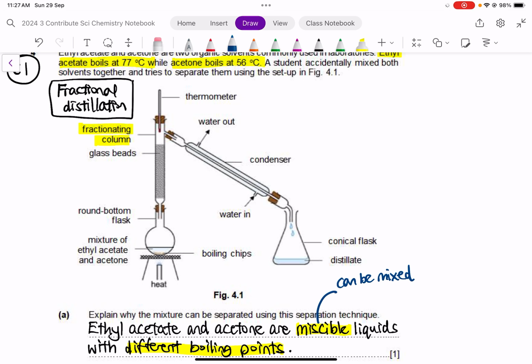Now, more importantly, these two chemicals have different boiling points, which allows them to be separated by fractional distillation. So the key learning point here is any two liquids, or three liquids even, with different boiling points can be separated by fractional distillation.